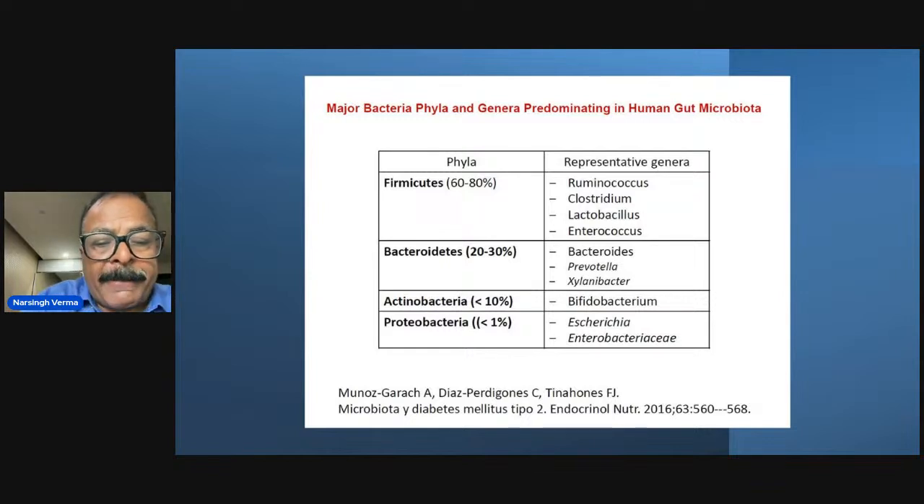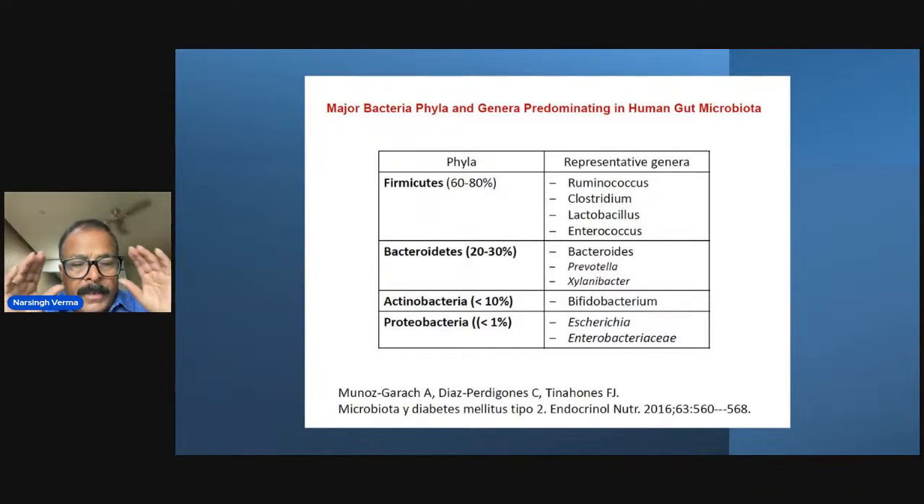Then comes the Bacteroidetes, 20 to 30%. They are basically bacteroids, and they belong to Prevotella and Xylanibacter. Then the minor amount is Actinobacteria, basically Bifidobacterium. This Bifidobacterium has been used for treatment of IBS and other GI symptoms as well. When commercial pre-probiotics are given, Bifidobacterium is the main constituent of those pre-probiotics.